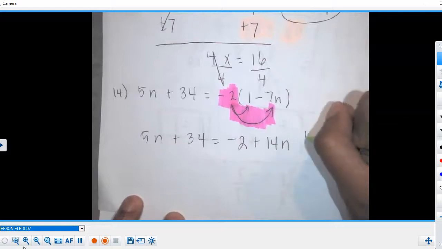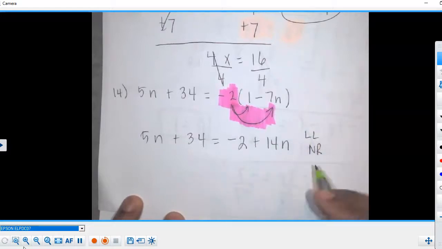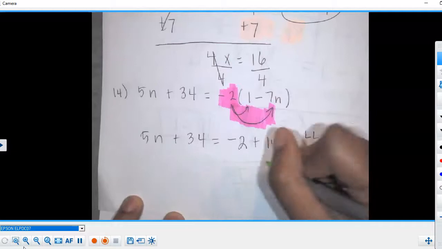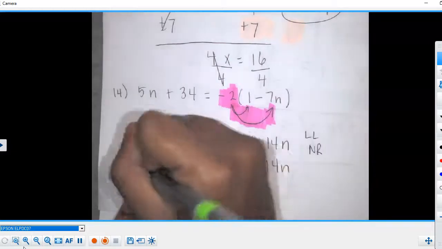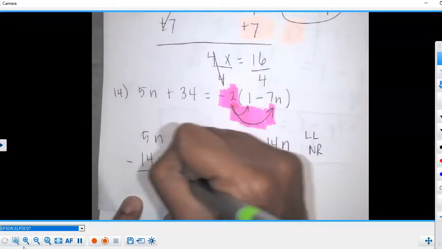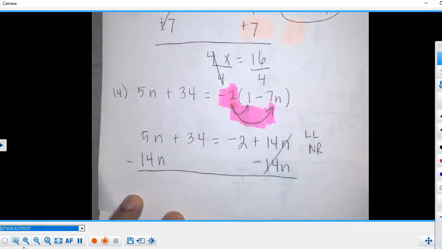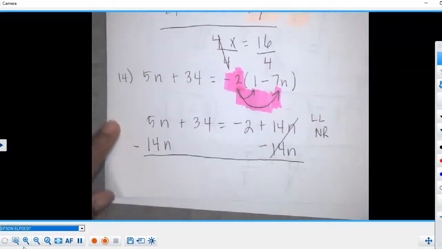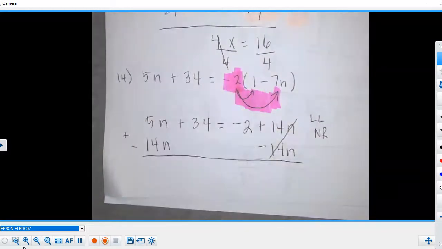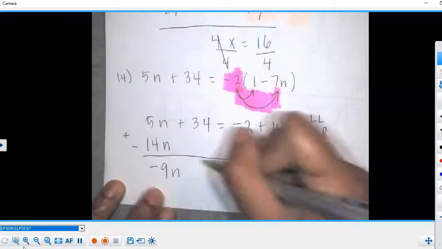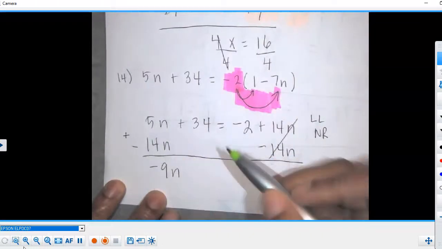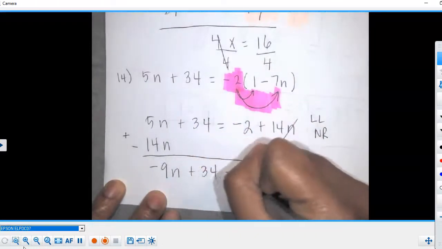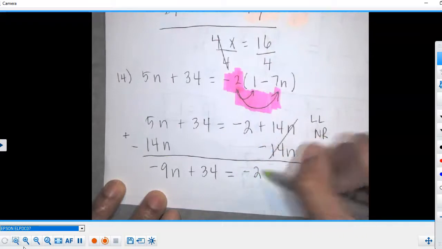And then here again, I'm going to do letters left, numbers right. So I'm going to move this term over to the left. That's just how I do it. I just care about you getting the right answer and showing your work. So again, this is 5 minus 14. So that means I'm going to subtract and keep the sign of the bigger number. So this is a negative 9n. I subtracted, kept it negative. Add 34 is equal to negative 2.